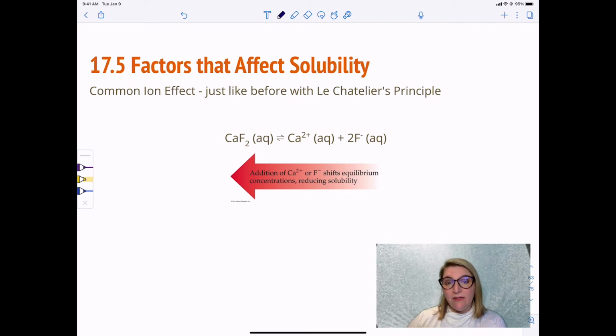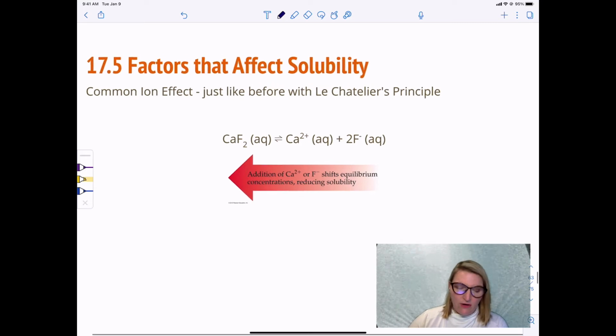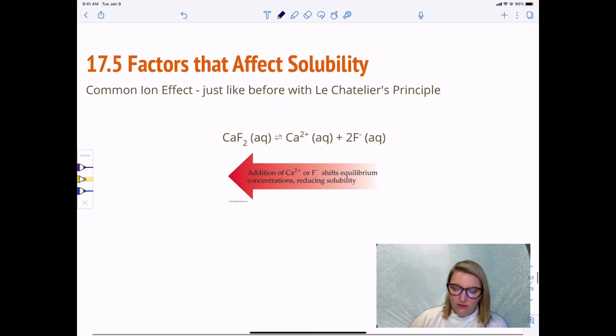In this second video about solubility, we're going to take a look at what can affect the solubility of an ionic compound in water. We're going to look again at this situation with calcium fluoride dissolving in water. When we calculated this in the previous video, we found that the molar solubility for calcium fluoride was 2.13 times 10 to the negative 4.